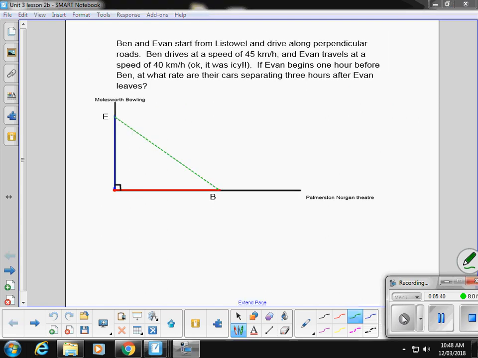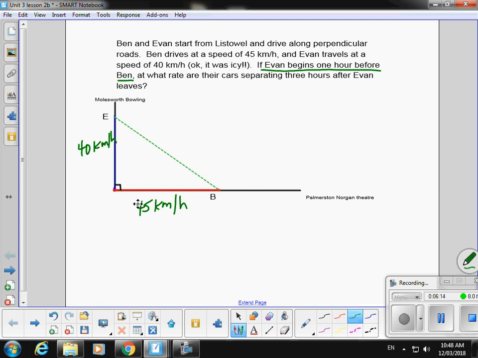Another type of related rate question could be a change of distance, so things are moving. We have Ben and Evan start from Listowel and drive along perpendicular roads. Ben drives at a speed of 45 kilometers an hour as he heads towards Palmerston. And Evan travels at a speed of 40 kilometers an hour. And Evan begins 1 hour before Ben. At what rate are their cars separating 3 hours after Evan leaves?